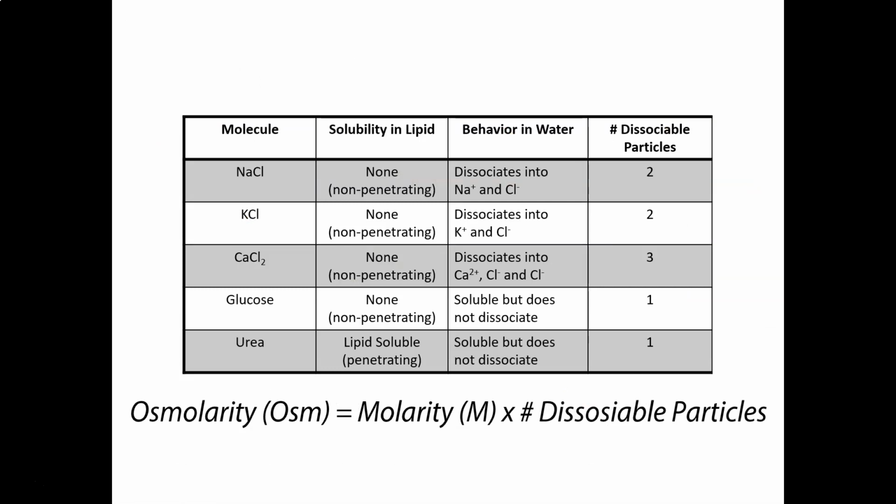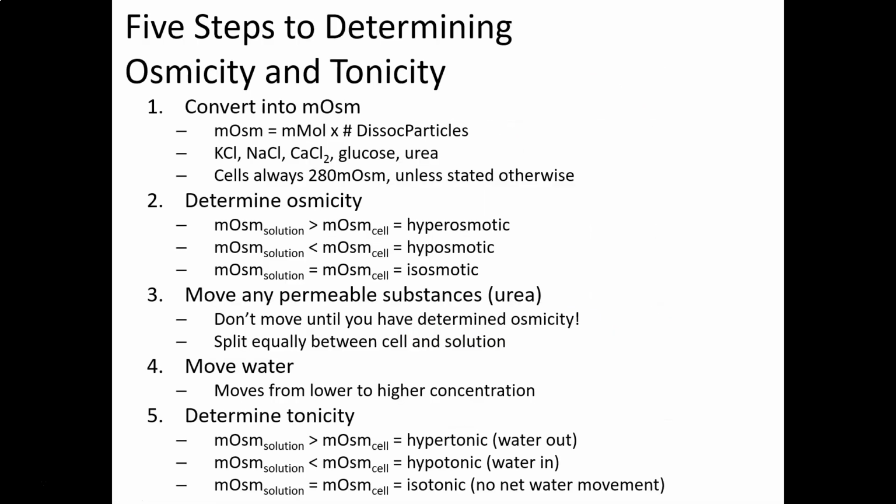Now, I mentioned this before. When we calculate the osmolarity, you should be able to calculate the molarity and then multiply it by the number of dissociable particles. I had mentioned that there are only 5 substances we're going to have to know, these 5, for exam purposes. So if this doesn't make sense to you, NaCl dissociates into 2, KCl into 2, CaCl2, calcium chloride, into 3, glucose and urea 1, then memorize this and just be able to do those calculations to figure out the osmolarity.